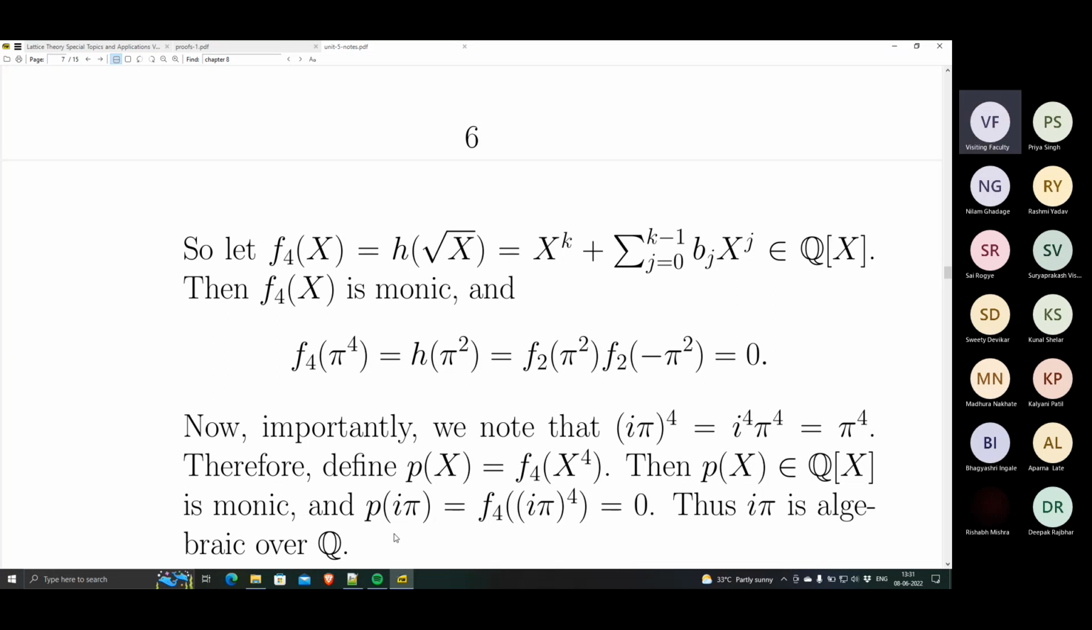Is this much clear up to this point? I just repeated the same thing for pi square and then came up to this point. Is this much clear? Yes, sir. Okay, I'm pausing in between so that you can ask doubts if you have. If there are doubts, you have to ask.